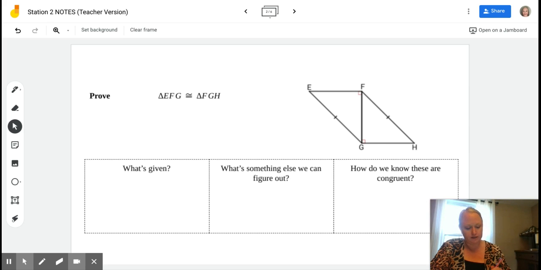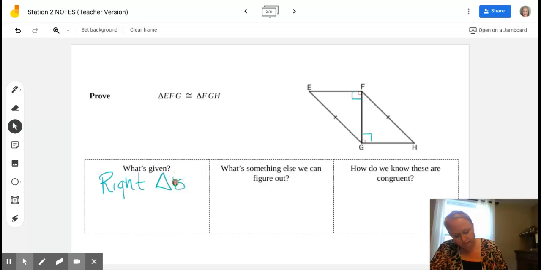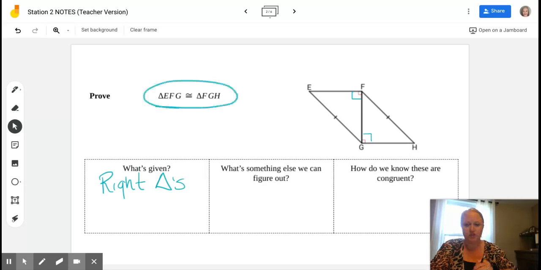So if we notice on our drawing, I've got two little boxes here at F and G. That means that some of our given information is that we have two right angles. I'm going to make them a little bit bigger so we can see them better. So I've got two right angles, so right triangles, right? Two right triangles, EFG and FGH. That's what they want us to prove. We want to know if EFG and FGH are congruent. We know they're right triangles.